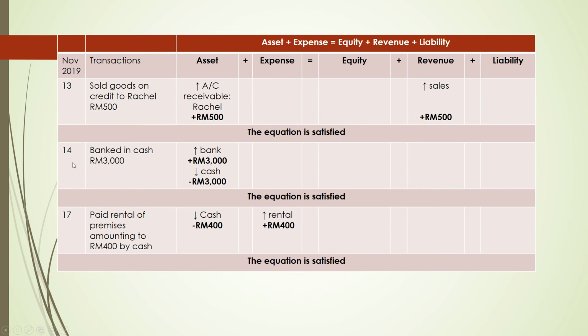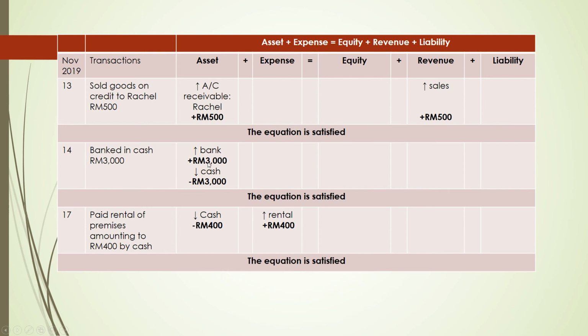Okay. 14. Bank in cash 3,000 ringgit. Therefore, it means that cash is transferred into bank account. Okay, cash is transferred into the bank. Therefore, asset bank will increase by 3,000 ringgit. And at the same time, cash will decrease by 3,000 ringgit. Both bank and cash are asset.